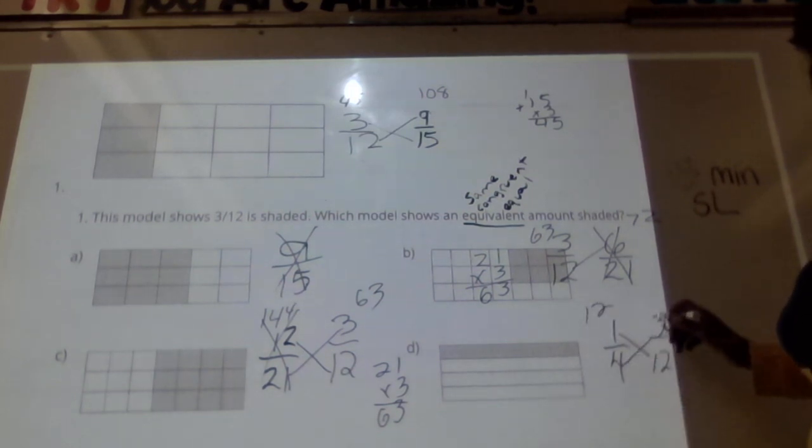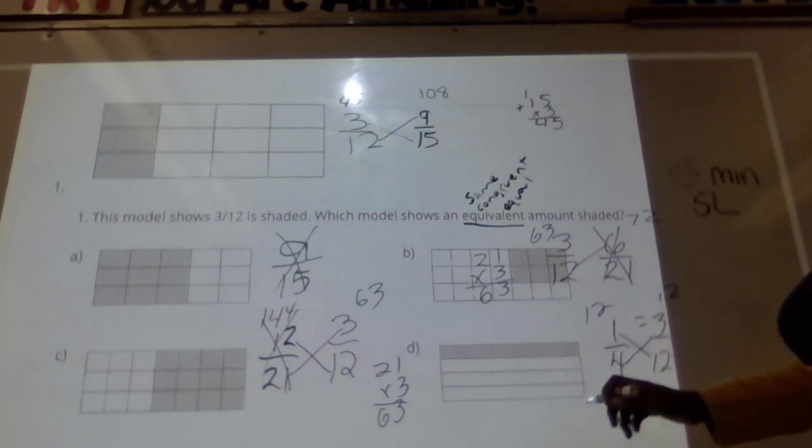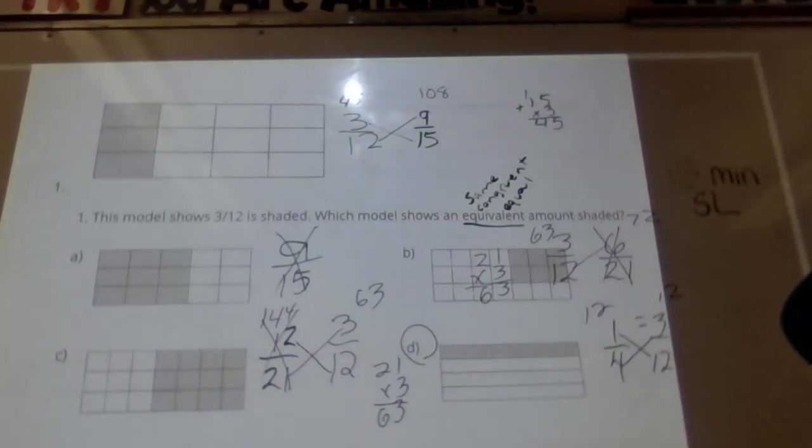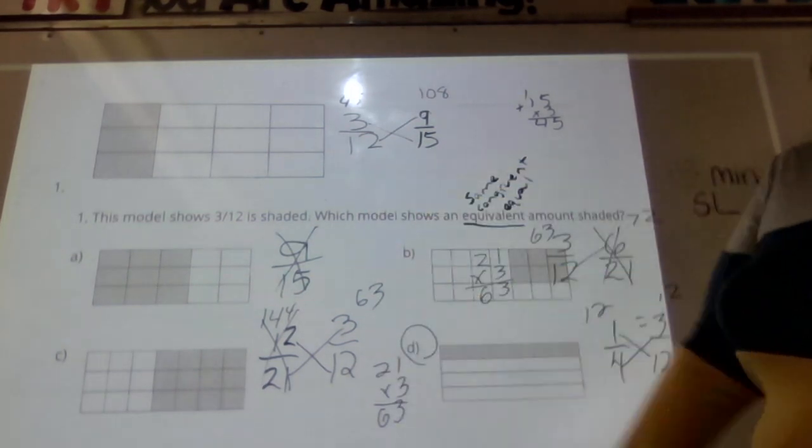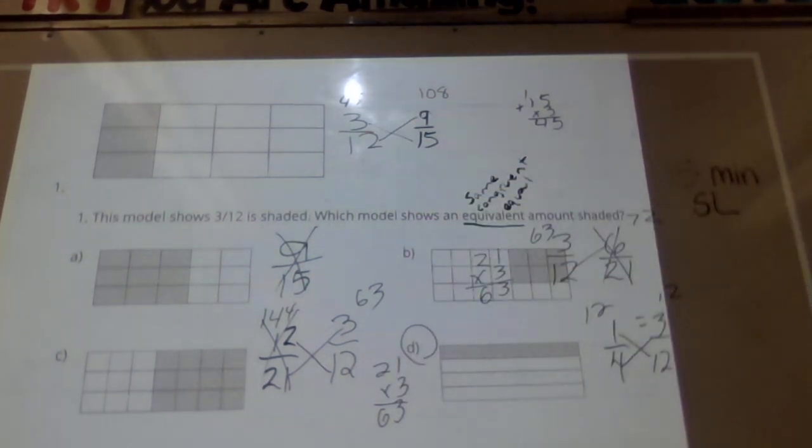12. 3 times 4 is 12. Oh, we found our match. D is equivalent to the 3/12. Okay, so this is how they would solve that problem.